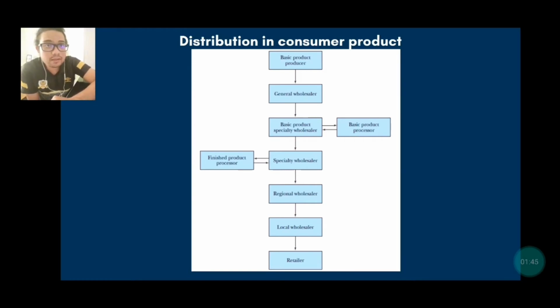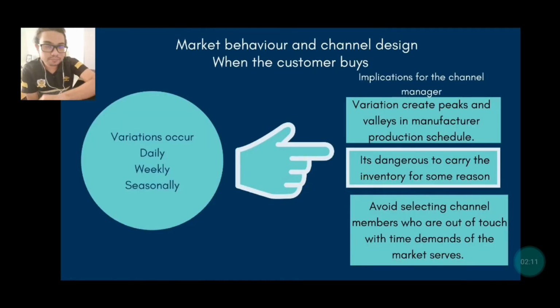Firstly, we can see the basic product producer, and then it goes to the general wholesaler, and then the basic product especially wholesaler. Next is the basic product producer, and it goes back to the basic product, and then it goes to especially wholesaler, and then the finished product processor, and then it goes to the regional wholesaler, then the local wholesaler, and finally the retailer, peruncit. And then the market behavior and channel design.